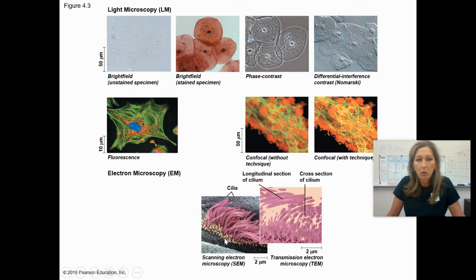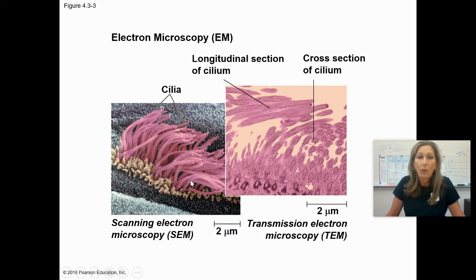And electron microscope pictures we can see down here, where now we're getting up close and we're even seeing cilia on a cell that are used to move materials past the cell. This would be the transmission electron microscope, where you can now actually see internal structures, whereas your scanning electron microscope is going to give you the surface pictures.